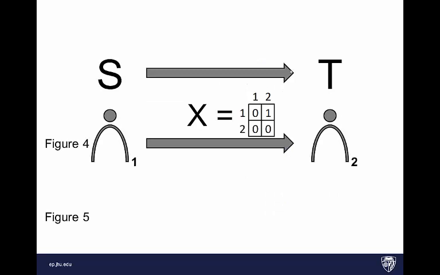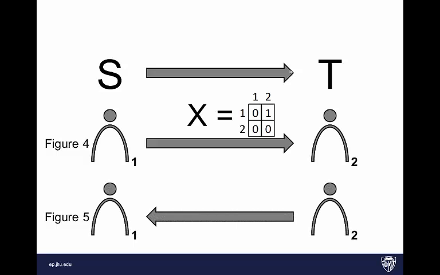Let's use this with agents. Going from source to target node, I have agent 1 connected to agent 2. To reverse the connection of that, again, I need to take the transpose of the matrix.